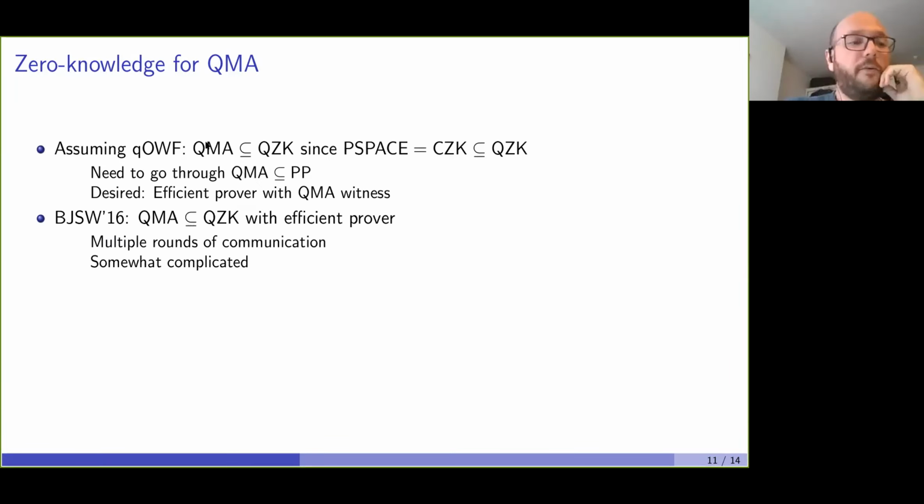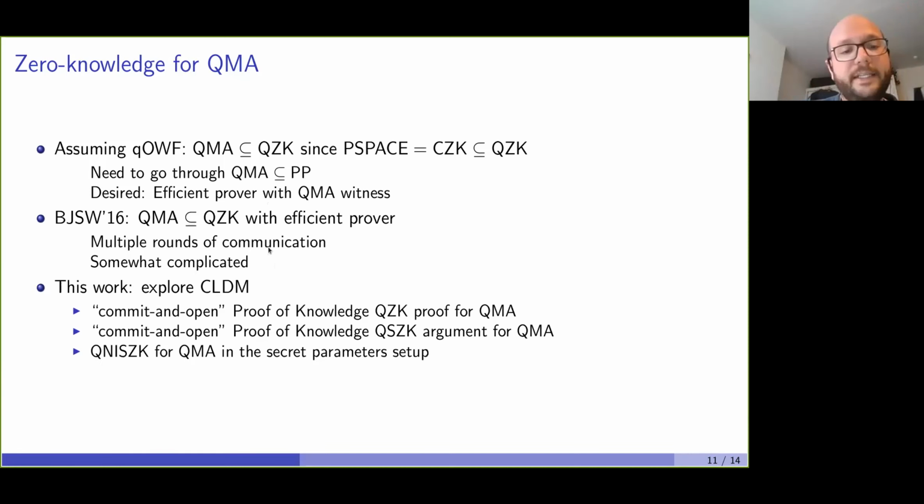And we have seen several proposals that show quantum zero knowledge protocols for QMA. But one downside of them is that they are a bit complicated and they need multiple rounds. So in this work, by showing QMA-hardness of CLDM, we can finally show simpler quantum zero knowledge protocols for QMA.